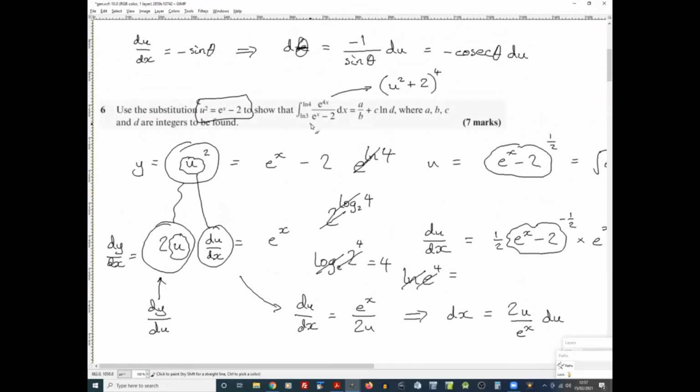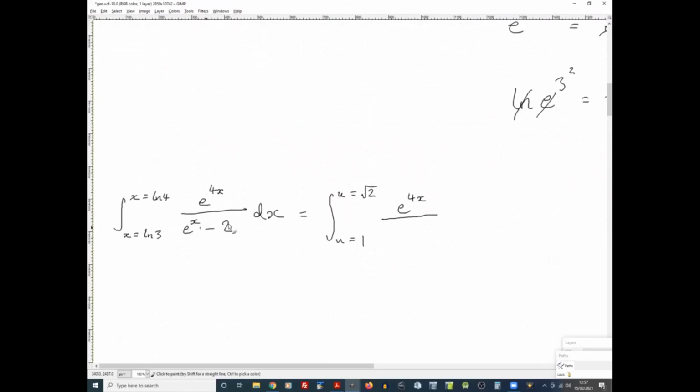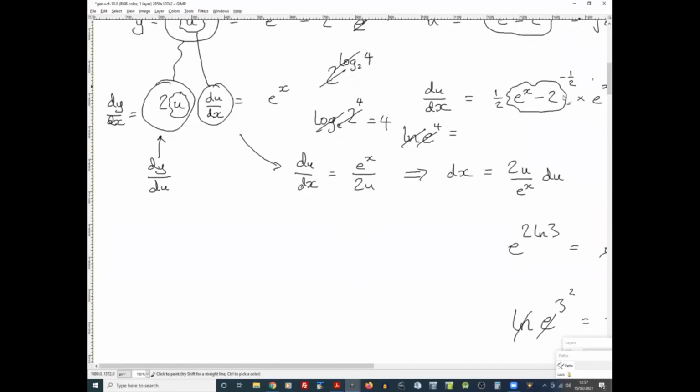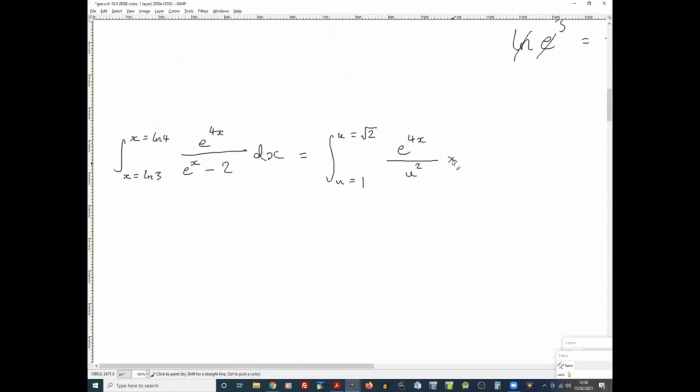Nonetheless, underneath, we could substitute e to the x minus 2 for what? What could we write instead of e to the x minus 2? U squared. Yes. And what could we write instead of dx, apparently? 2u over e to the x du. Yeah. Don't forget the times sign. E to the 4x.